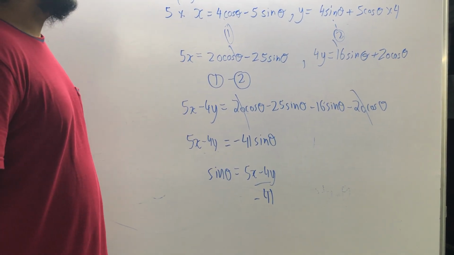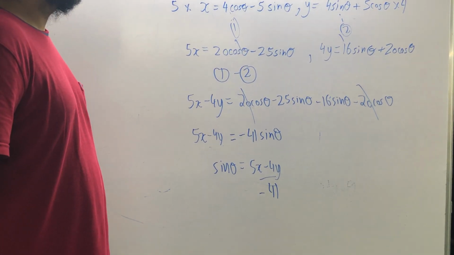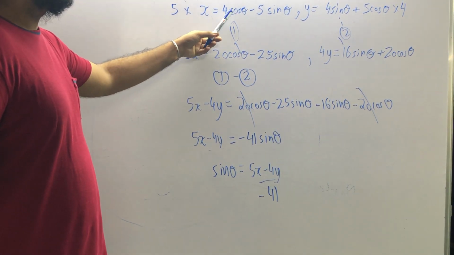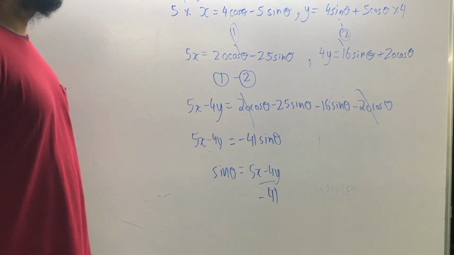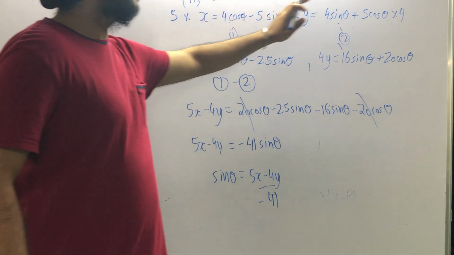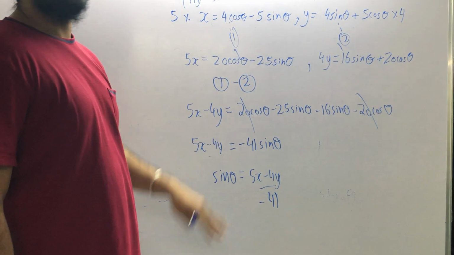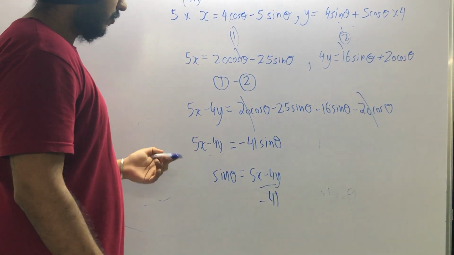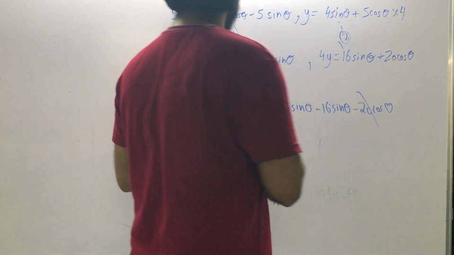Now the next thing that we have to do is find out the value of cos theta. How will you find the value of cos theta? You will simply put the value of sin theta in any of these equations and then find the value of cos theta. Okay, so I will rub this.